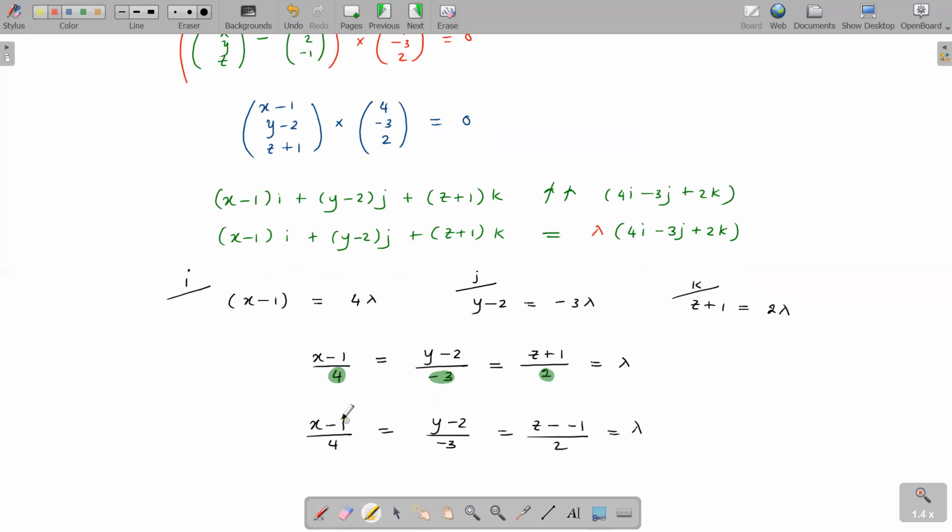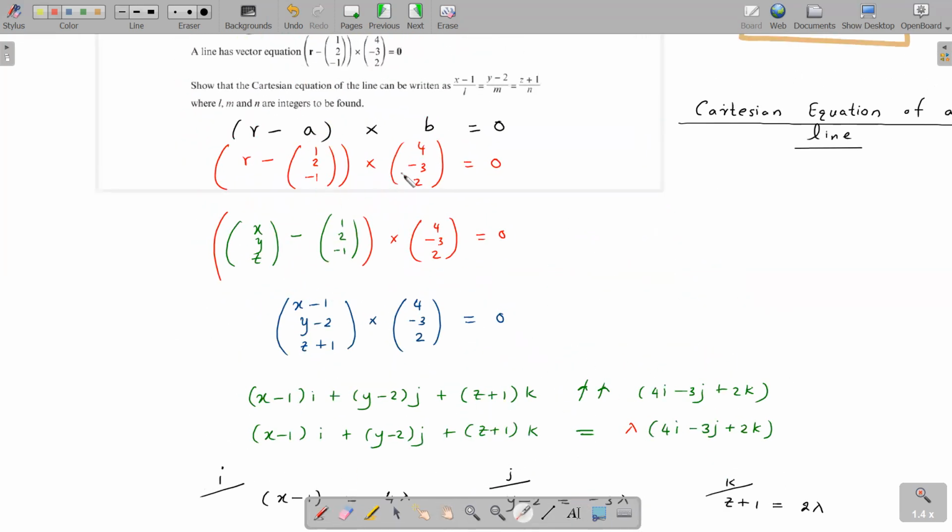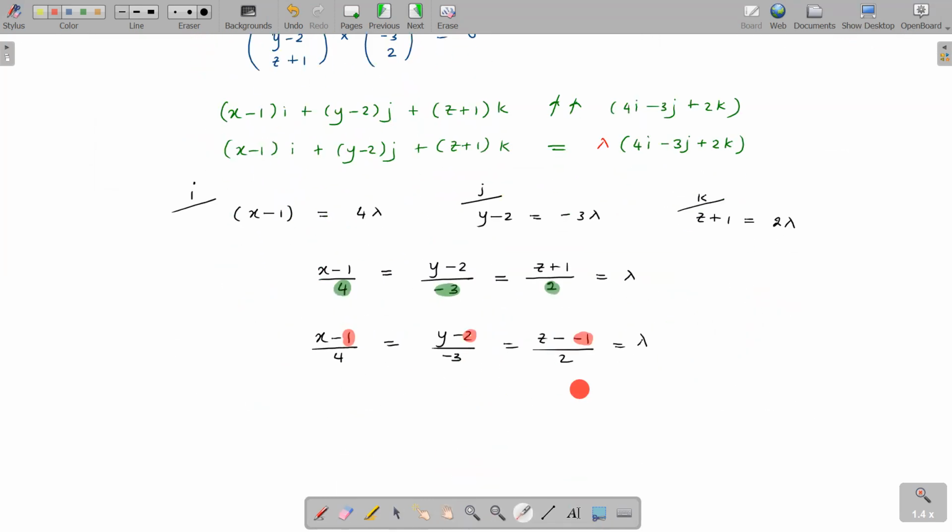So where have these values come from? I got 1, 2, minus 1 from the position vector, while 4, minus 3, 2 I got from the direction vector. And this is called what? This is called the Cartesian equation of a straight line. So it's written totally in terms of x, y, and z.